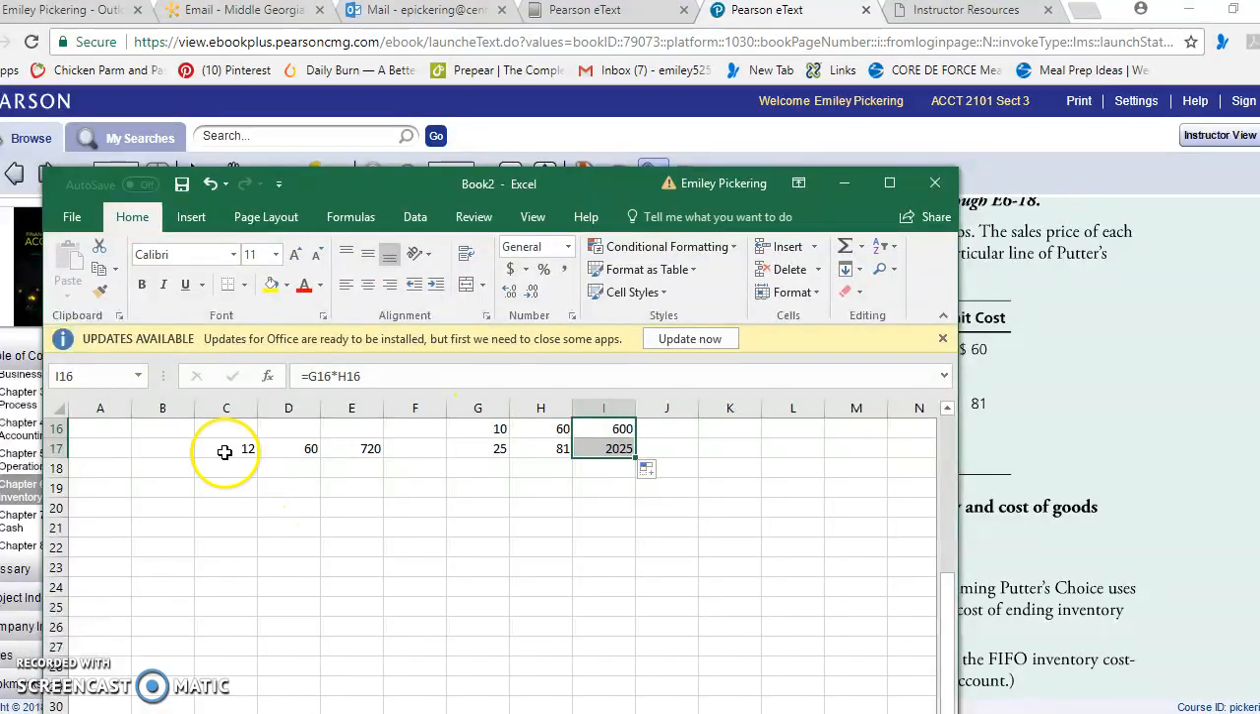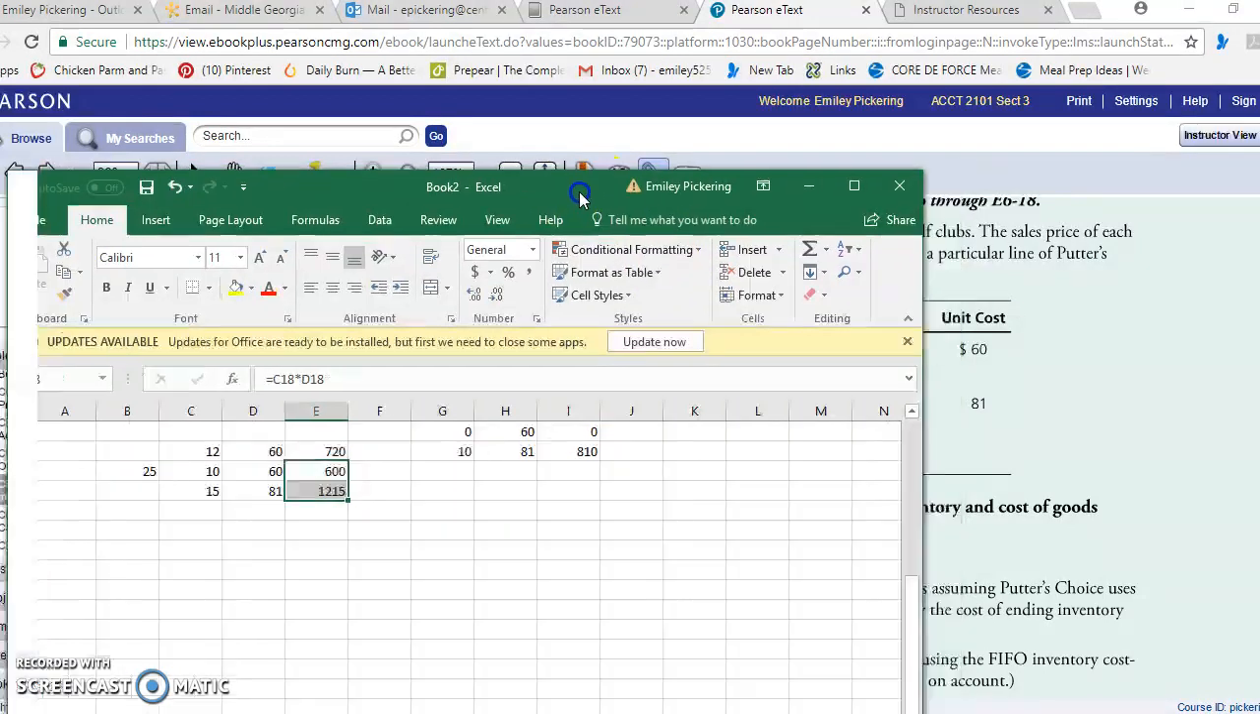Then on the 17th, we have a sale of 25. And again, I'm using FIFO. So I need to take my first 10 at 60 just to get rid of this. So that's now 0. Well, I still have 15 I need to account for, and it's going to be at the $81. So now instead of 25 here, I just use 15, I have 10. So my cost of goods sold there was $1,215, and I still have 810 left.